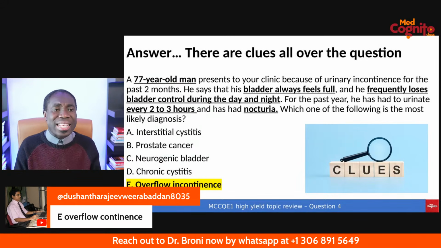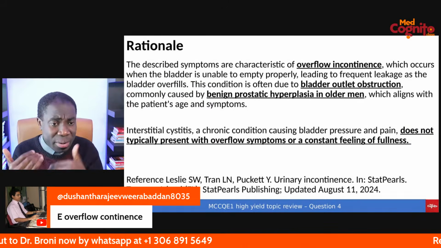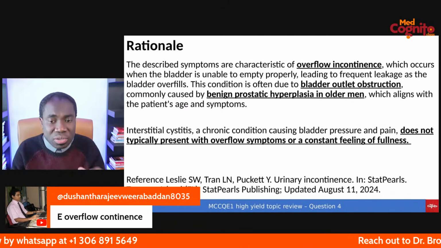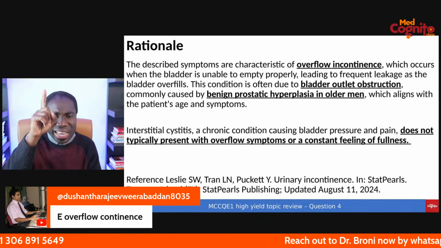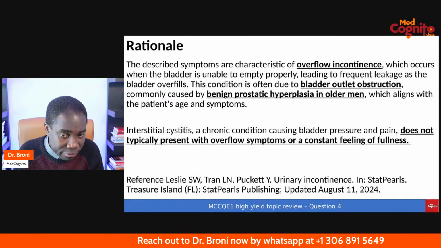Now, I said that this question has left a lot of clues. Let's look at the rationale the Medical Council gave, then we will get into the deep dive. Now, aside that, look at the reference the Medical Council gave.